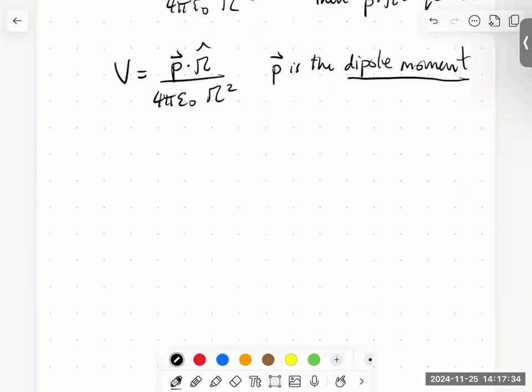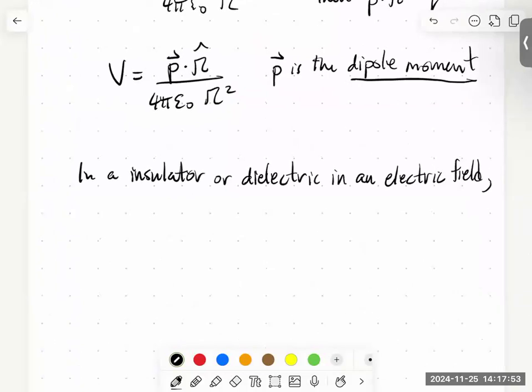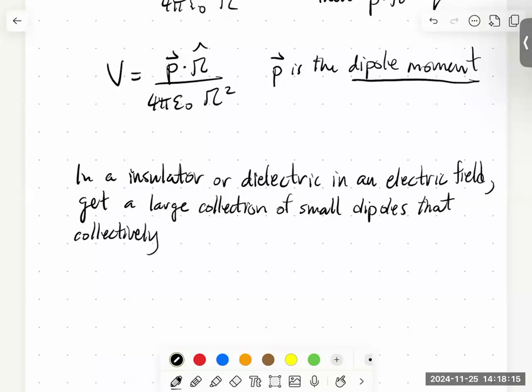Okay, so in an insulator or dielectric, in an electric field, we can get a large collection of small dipoles that collectively can have a large effect.